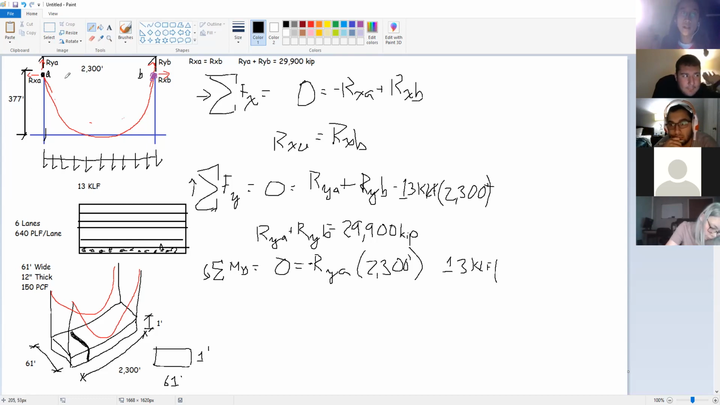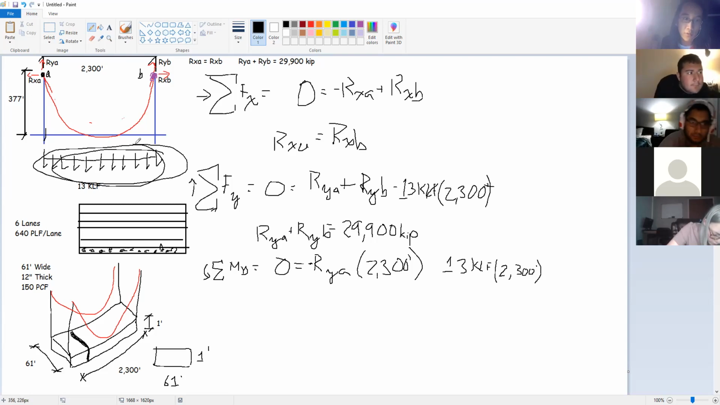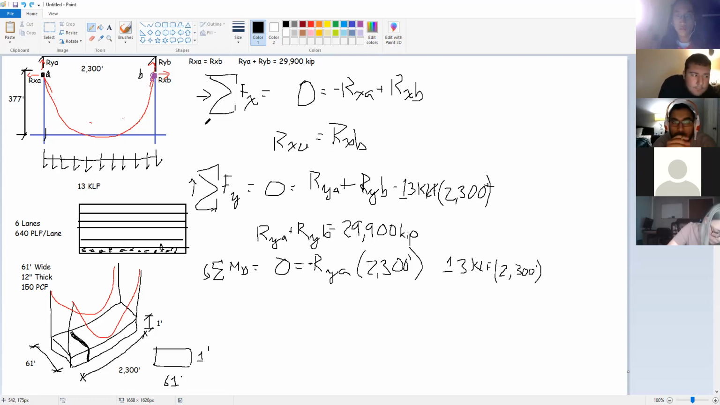Kips per linear foot. What is the total span? 2,300 feet. This is how much force this KLF thing is outputting right now in this free body diagram. So now we have a force, but we need a moment, and moment is a force times a distance. So how far away is this force from B? We have to use the middle of the line load, so it's half of 2300.